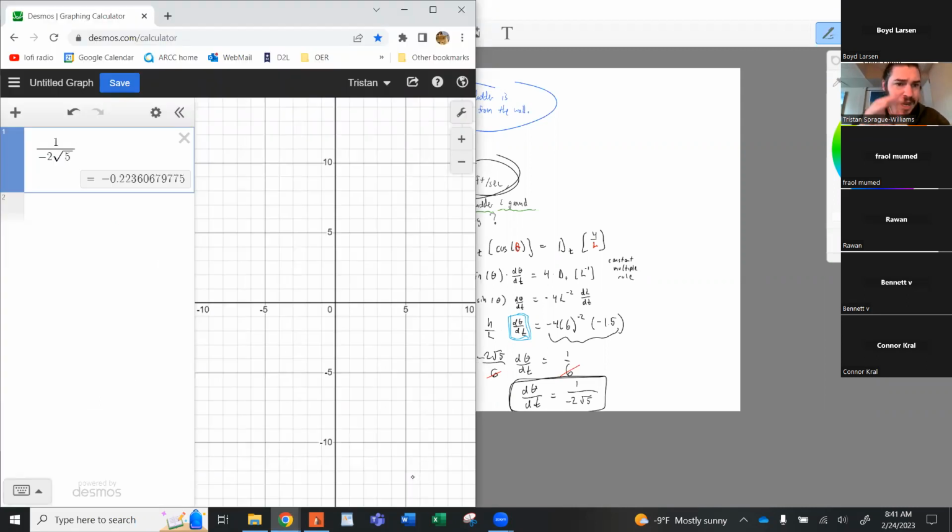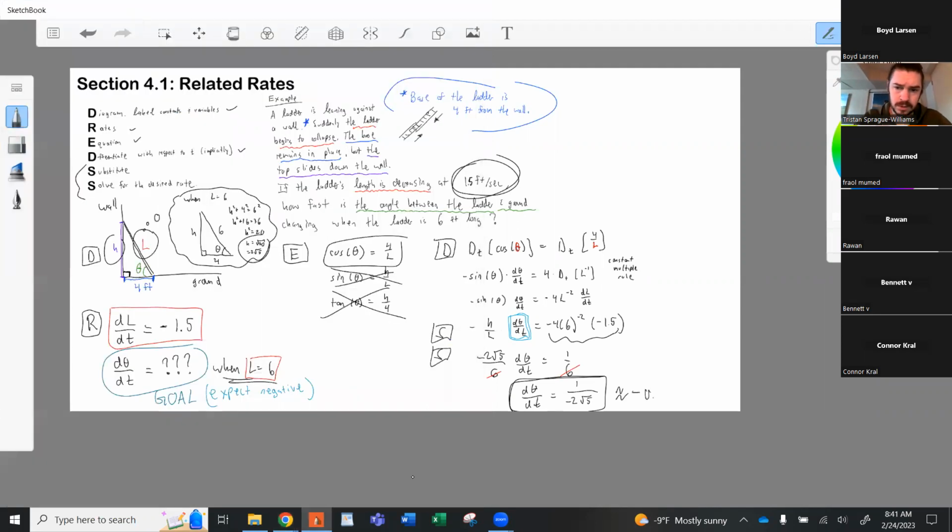What did we just get there? Negative 0.224. I'll round a little bit here to the nearest 3 decimal places. Negative 0.224. All right, what units should that answer have? Radian per second.